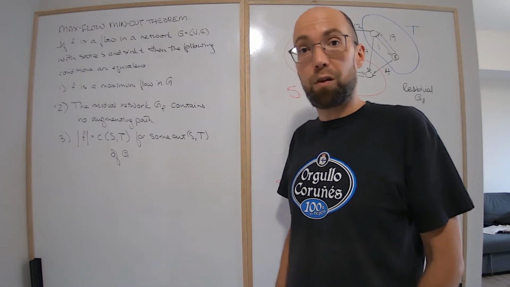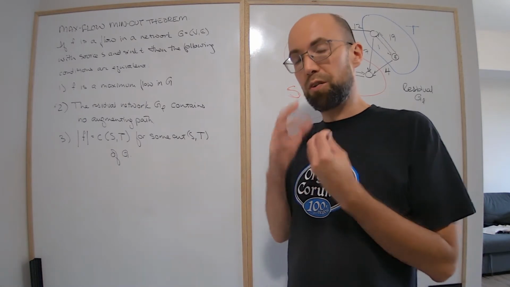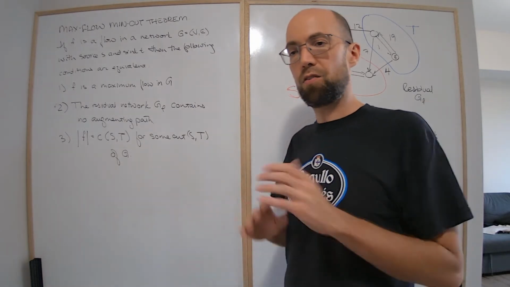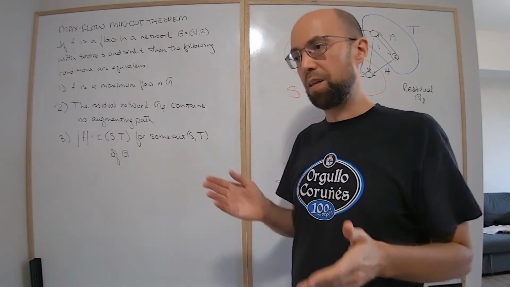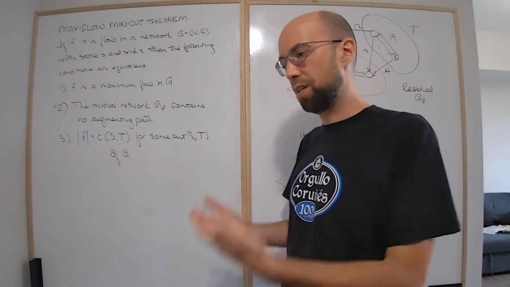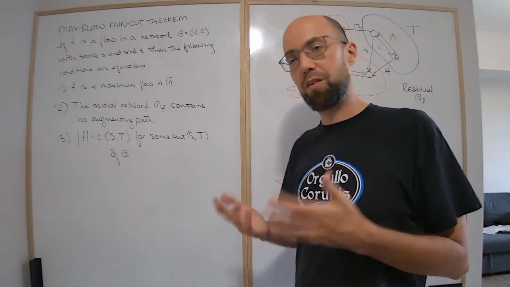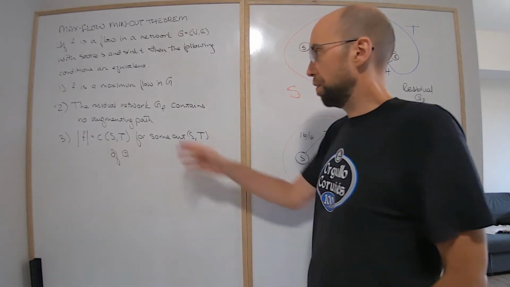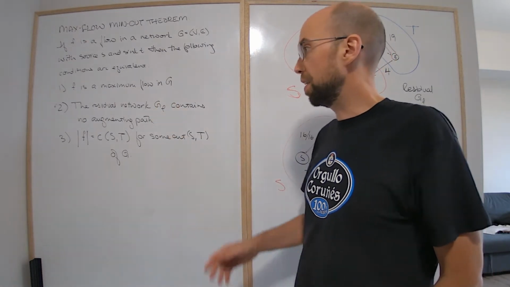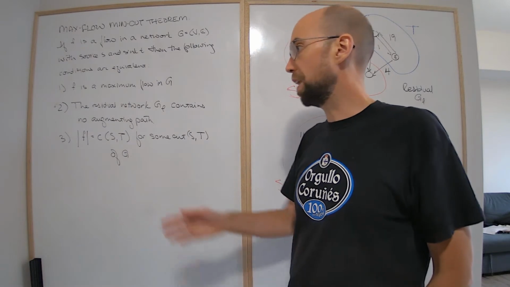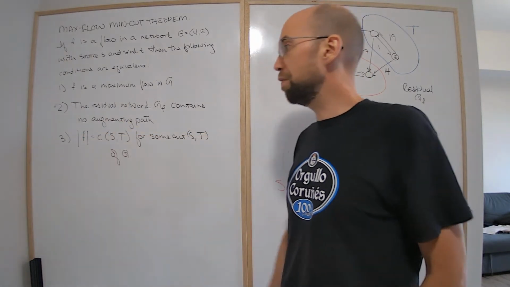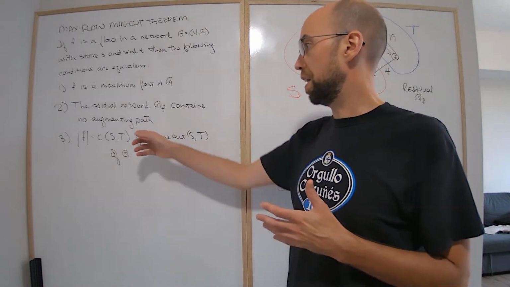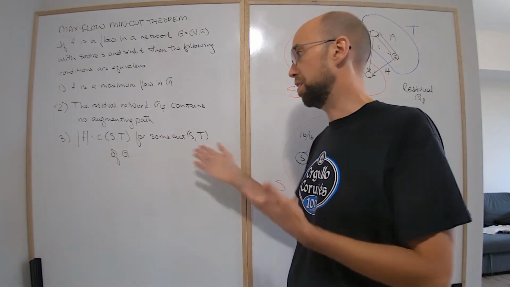F is a maximum flow in G, which means you can't get more stuff out of S and into T without violating the constraints that you have to obey the edge capacities, and the amount of stuff going into a vertex is equal to the amount coming out, except for S and T. The residual network, G sub F, contains no augmenting path. And the value of F is equal to the sum of the capacities across some cut (S, T) of G.